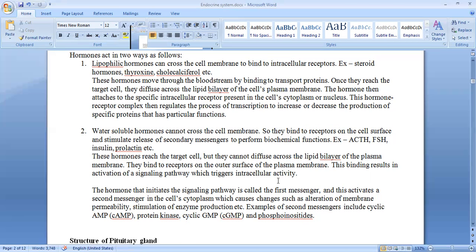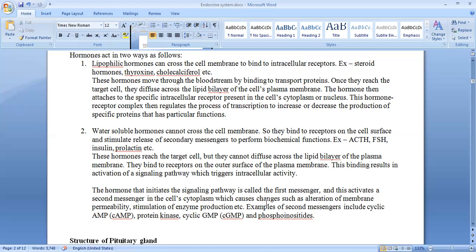So in this water soluble hormones, we said that when the hormone binds to the receptors on the outer surface of the cell, that will stimulate secondary messengers, right? So that hormone which comes and attaches to the receptors is called the first messenger, and the other compound which is stimulated inside the cell is called as the secondary messenger.